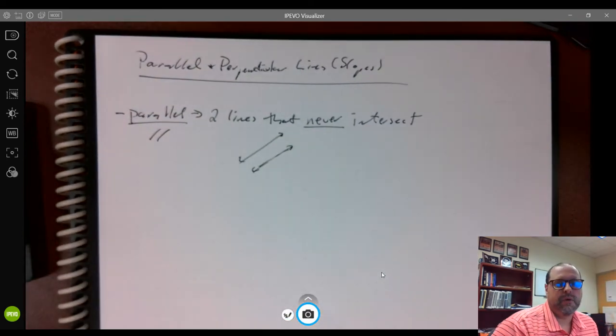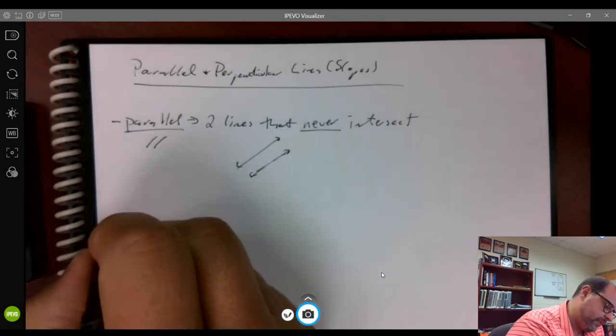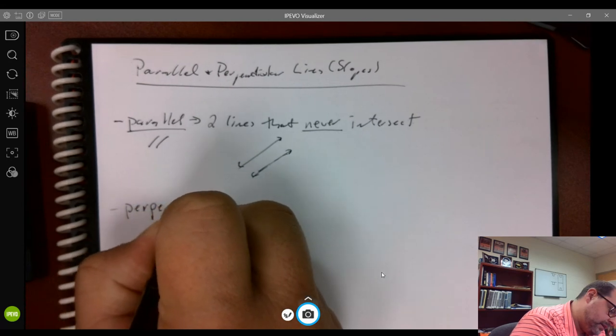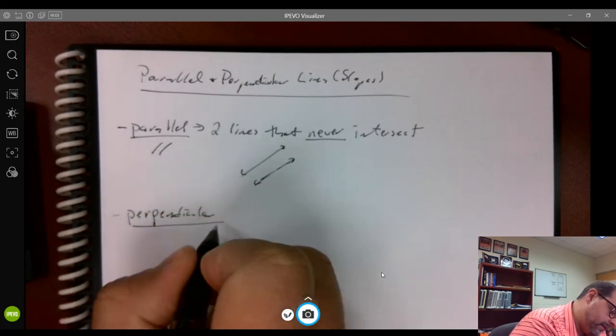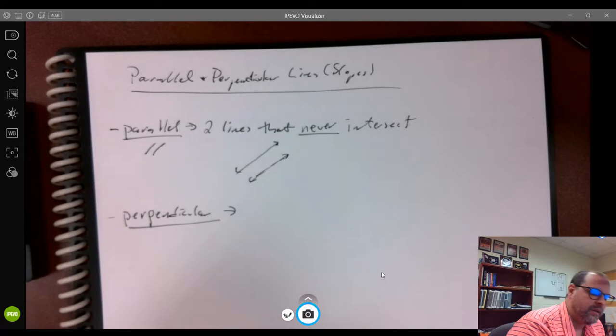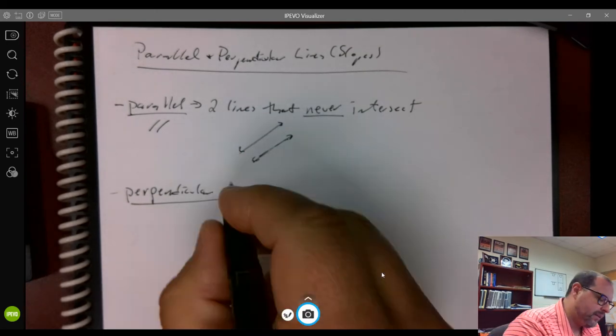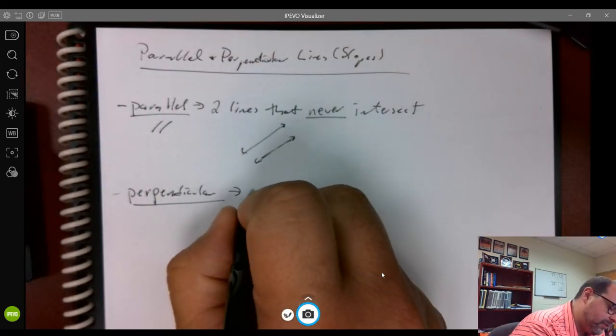The symbol for parallel, we use kind of two angled lines instead of writing out the word parallel all the time. So our other end then is perpendicular lines. Well, what are perpendicular lines? You might say, oh, there are two lines that cross. Well, no, those are just intersecting lines. Most lines are intersecting. Perpendicular is very specific, though.